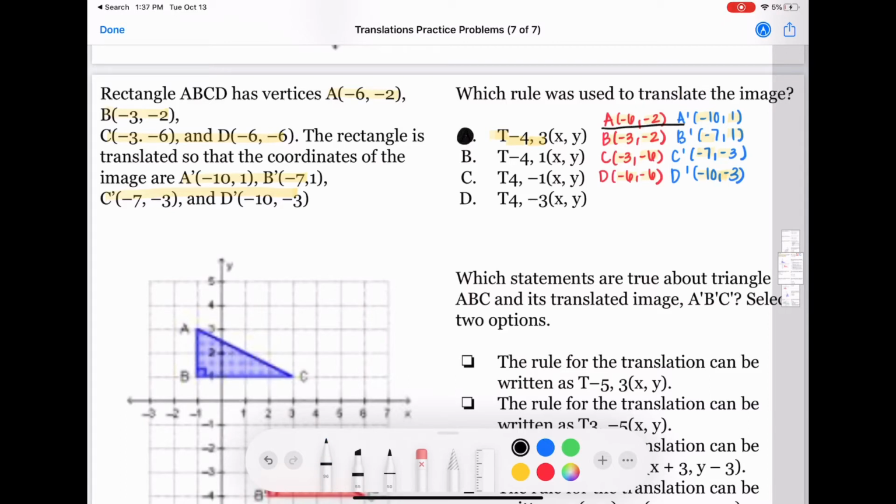Let's take vertex A for example. What we have just done is we have taken vertex A's x-coordinate in the pre-image and subtracted 4 to get the vertex A in the image. And we have taken vertex A's y-coordinate in the pre-image and added 3 to find the y-coordinate of our vertex A in the image.